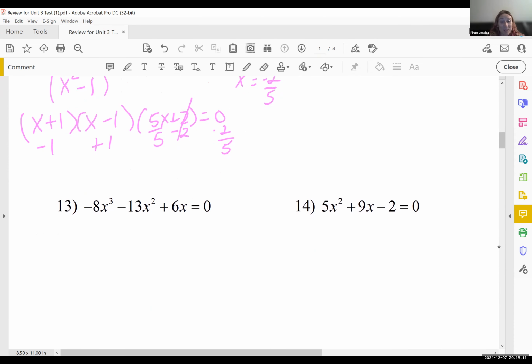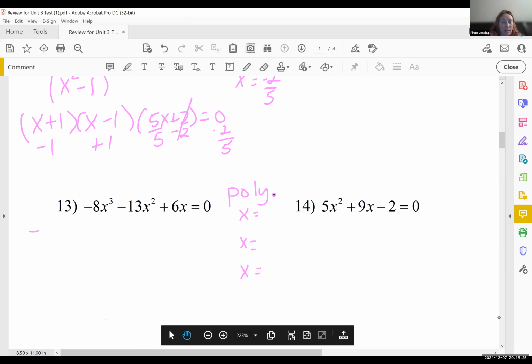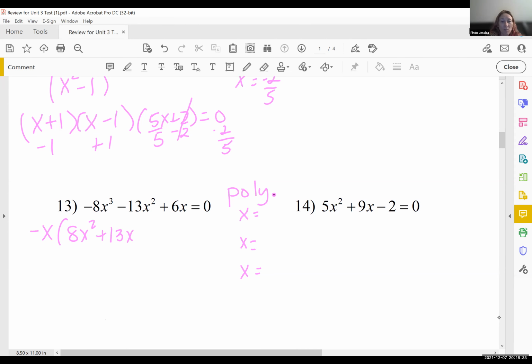13 is another polynomial of degree 3. So 1, 2, 3 x's. And I notice the GCF, so I take that out right away. And I notice that it leads with a negative, so I'm going to take out a negative x. That's going to give me 8x squared, switching the sign, so plus 13x, switching the sign, minus 6 equals 0. This is one of the factors, and if I had negative x equals 0, x would be 0. So that's my first solution.